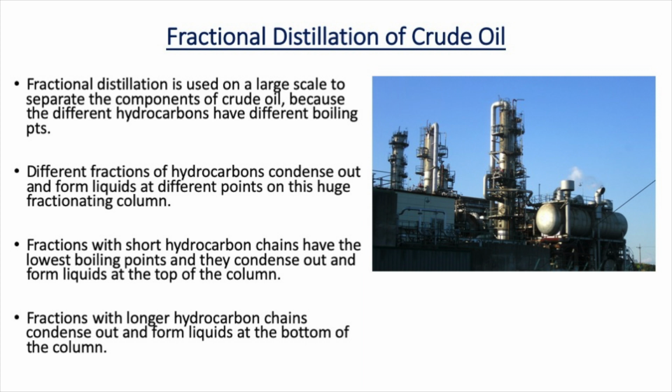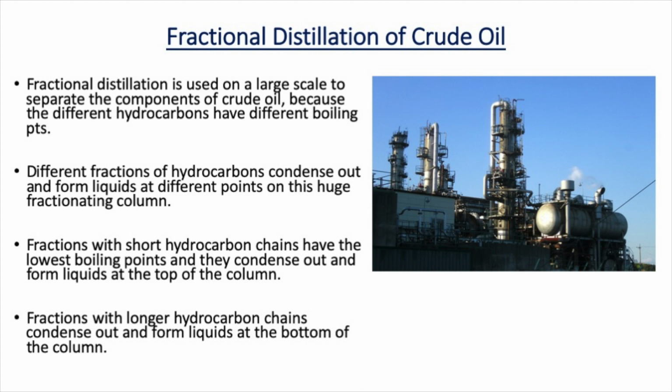Now this slide shows a picture of a fractionating column at an oil refinery. In an oil refinery, crude oil is heated inside a furnace before entering the fractionating column. Now the column is hot at the bottom and cool at the top. And substances with high boiling points condense at the bottom of the fractionating column, while substances with low boiling points condense at the top of the column. So therefore, the different fractions of hydrocarbons condense out and form liquids at different points on this huge fractionating column.